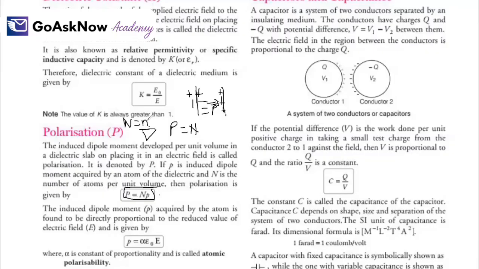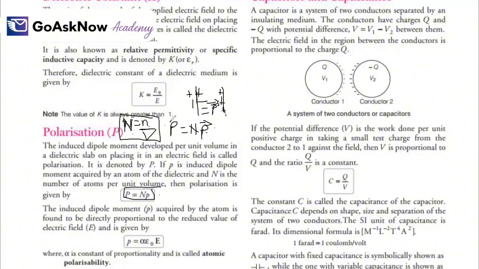So you must remember that capital N is small n by capital V, where small n is the number of atoms of your dielectric, and capital N is your number density only. Here P is equal to N into small p, where p is the induced dipole moment. Dipole moment has already been covered, so this is the value of capital P only.